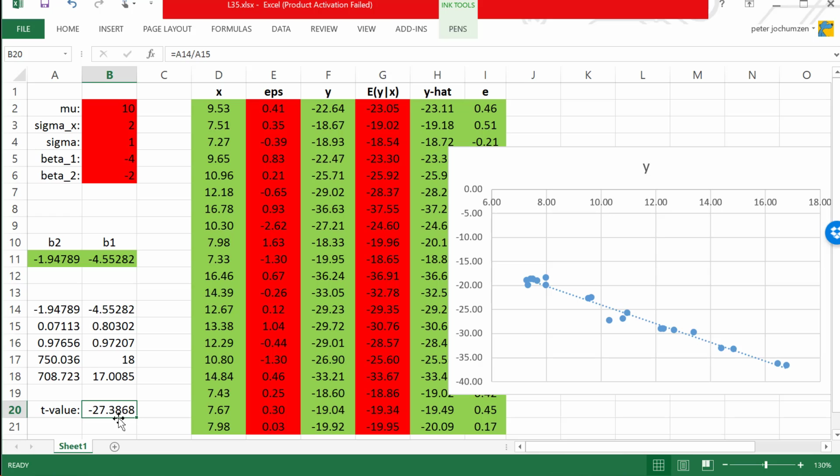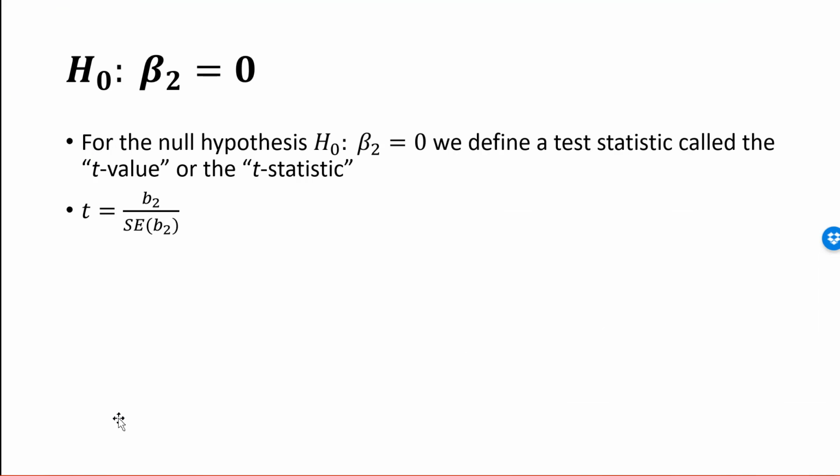If I look at this t-value and I see that this t-value is far from 0 in absolute terms, then probably beta 2 is not 0. If I, on the other hand, see a t-value which is fairly close to 0, then it is possible that beta 2 was 0. So we need to formalize this technically so that we can actually calculate the level of significance and determine when to reject the null hypothesis.